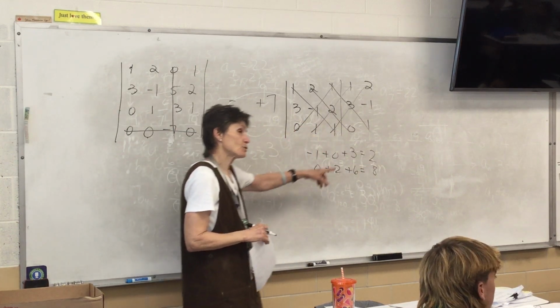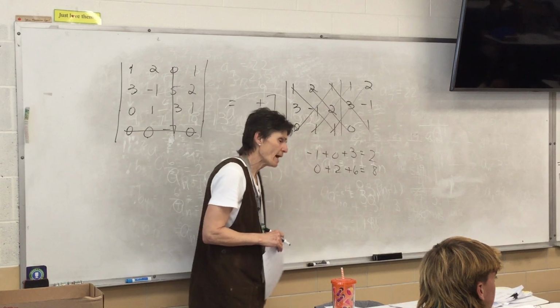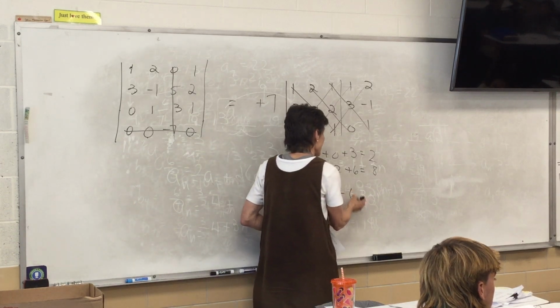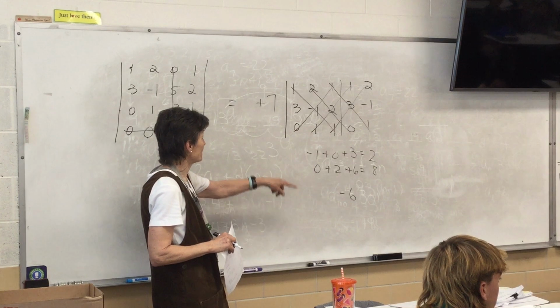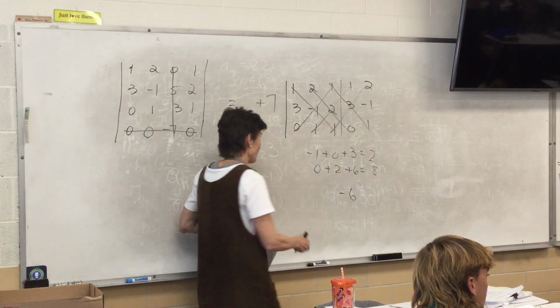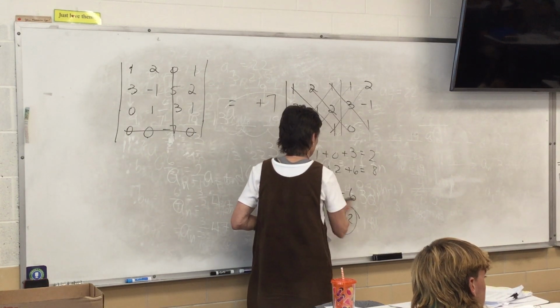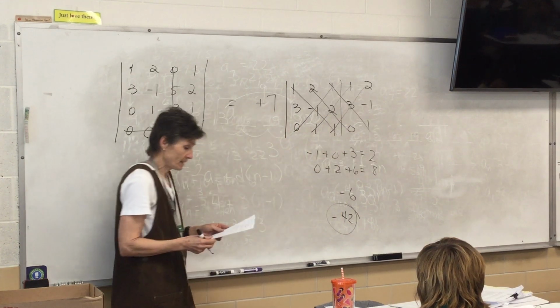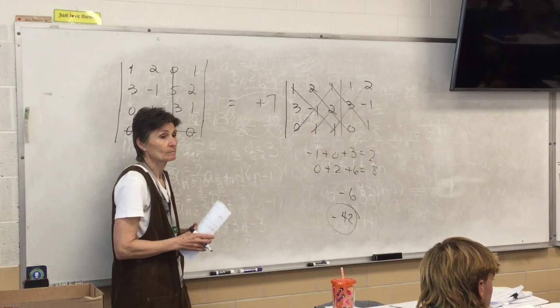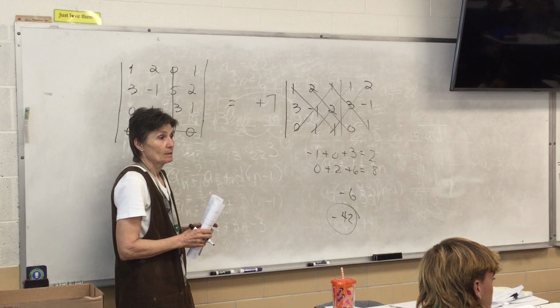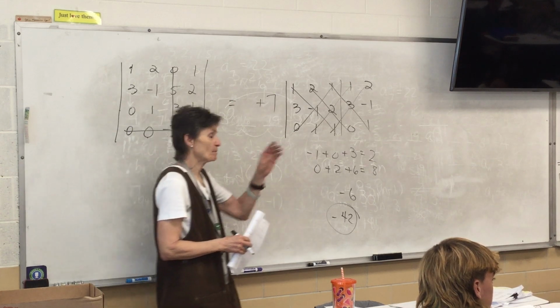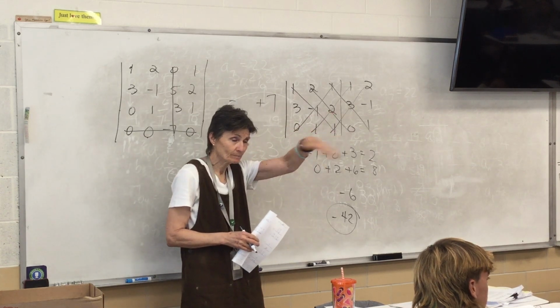Now what do I do with those 2 numbers? Subtract them. So 2 minus 8 is -6. And then what do I do with the -6? Multiply it by 7, so the answer is -42. The determinant has a value of -42. All right, easy process, but you gotta know. Everybody good on that now?